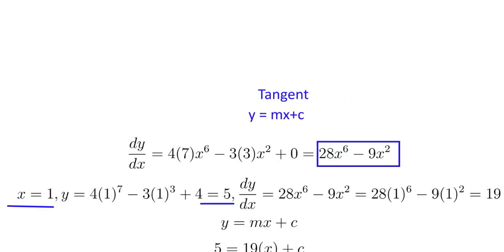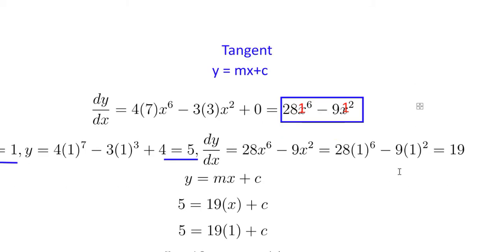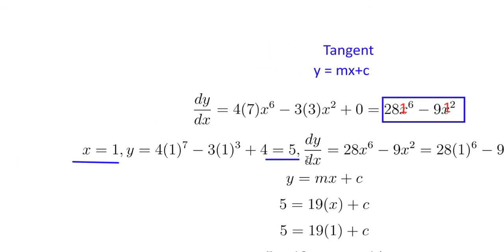Now, what was the gradient? We calculated dy by dx was 28x^6 minus 9x squared. So what is it when x equals 1? Well, to do that, I'm going to, of course, put a 1 for my x in here. I get 28(1)^6 minus 9(1) squared, which is 19. So now I know that my gradient is 19, also known as m. I also know that my x equals 1 and my y equals 5.